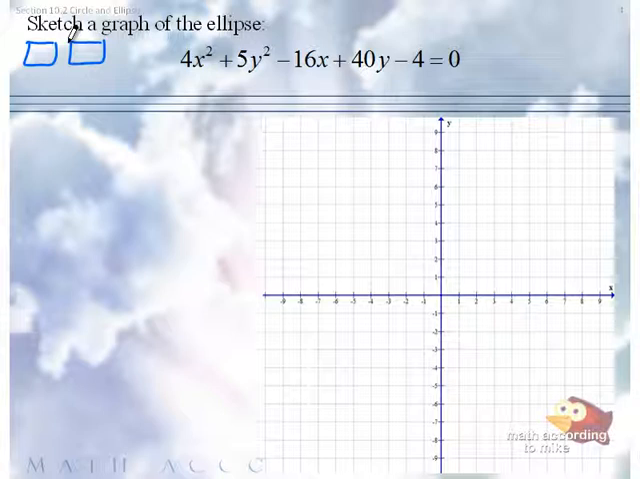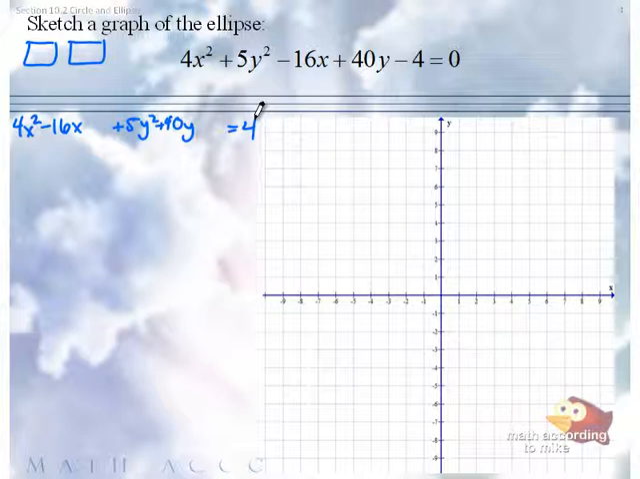So to complete the square, I'm going to group the x terms together. I'm going to group the y terms together. And what am I going to do with that constant? Move it to the other side. So remember, you have two things to do before you complete the square. First thing, isolate the variables. Check. What's the second thing? Make the leading coefficient 1.